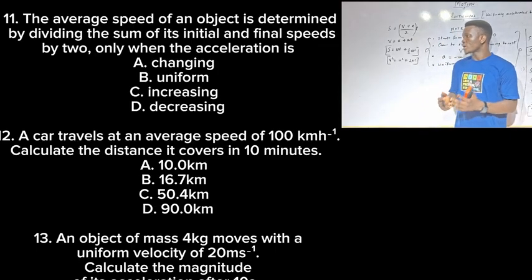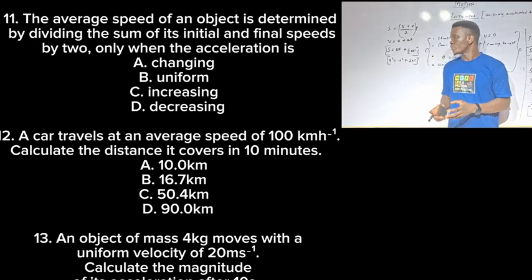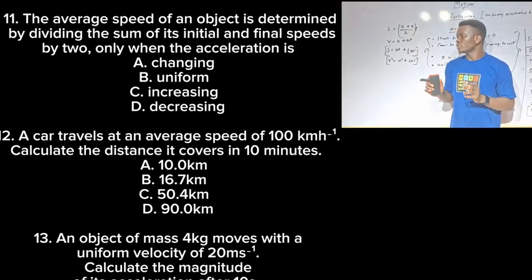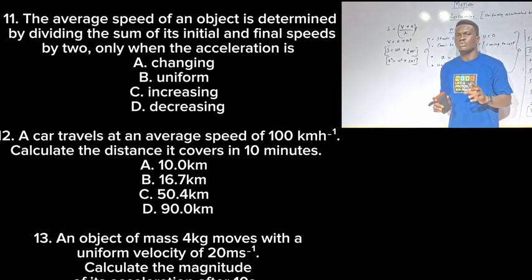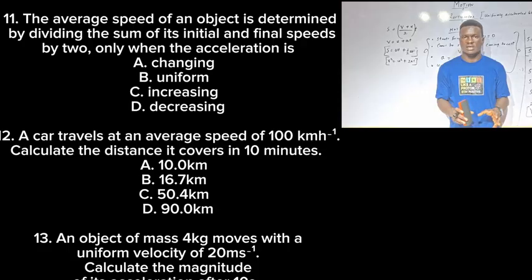Number 12, a car travels at an average speed of 100 km per hour. Calculate the distance it covers in 10 minutes. Now, you are given the average speed, which is 100 km per hour. Note something, you must always calculate in your SI unit. Kilometer per hour must be converted to meter per second. So let's see how we're going to do that.